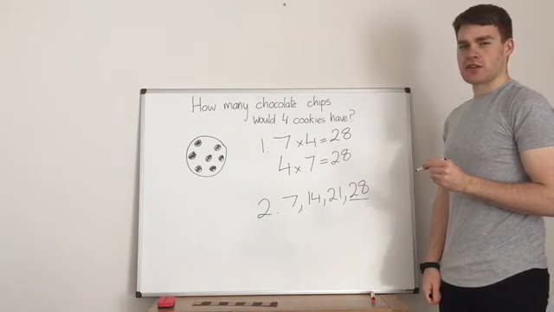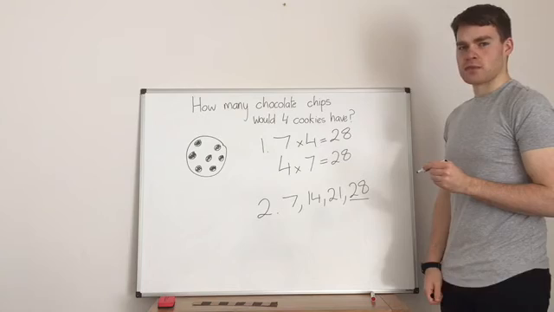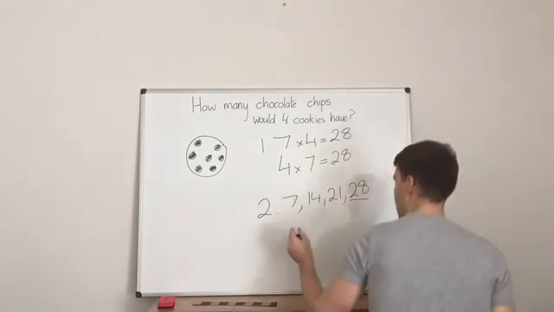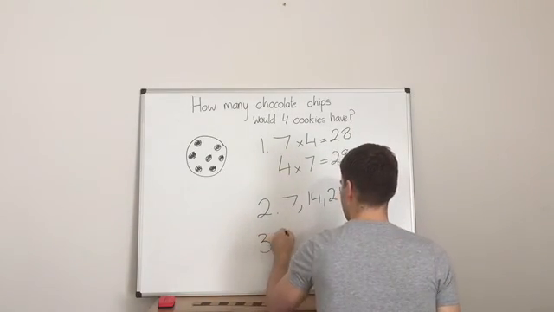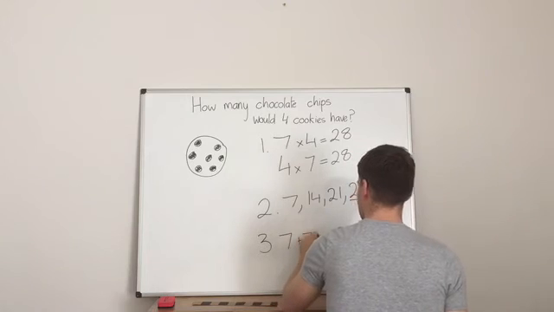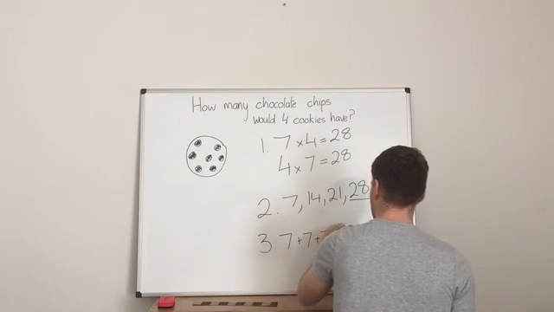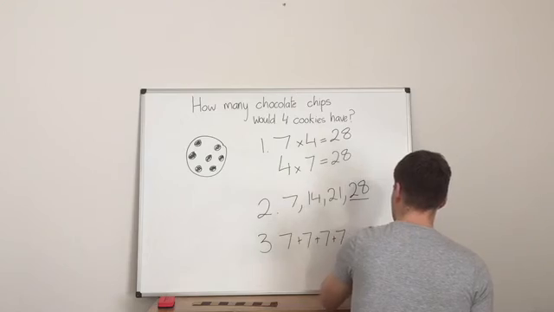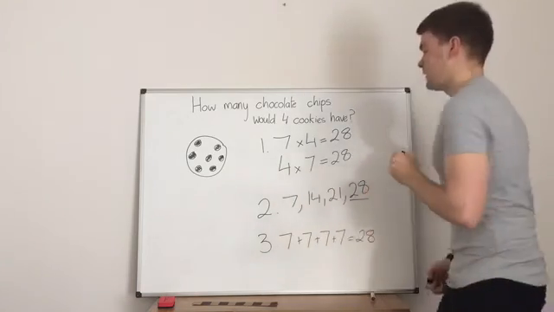Can you remember the third strategy? So it was the one we do last. 7 plus 7 plus 7 plus 7, and of course that gives you 28 as well.